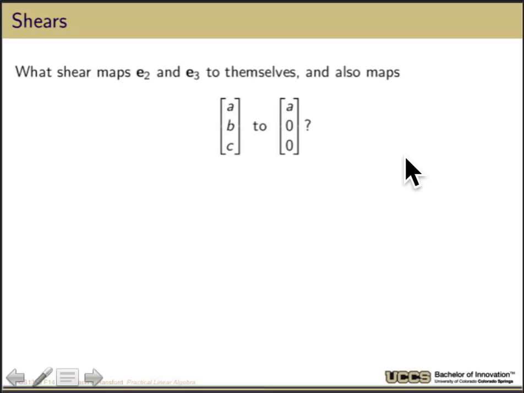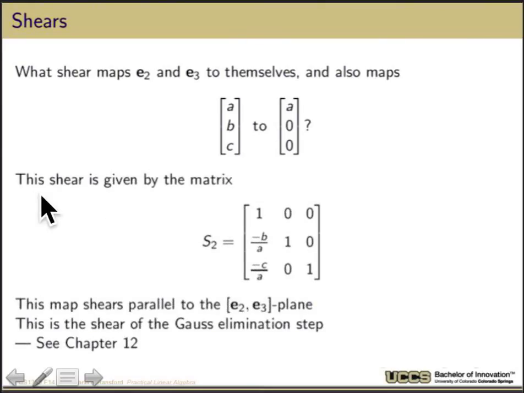So now ask yourself, think if you can figure this out. Let's say I want to figure out what is the map that shears E2 and E3 to themselves and also maps (A, B, C) to (A, 0, 0). And this kind of shear might look familiar because I'm now going to take the first column, E1, and do something like I might do in Gaussian elimination. So I need to multiply a matrix by something that's going to drive this column to that column. So I don't just stick it in here. I have to have the shear matrix given by 1, minus B divided by A, and minus C divided by A, because I need to multiply (A, B, C) to get (A, 0, 0).